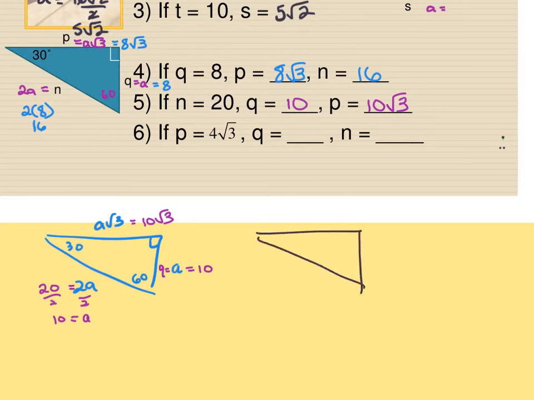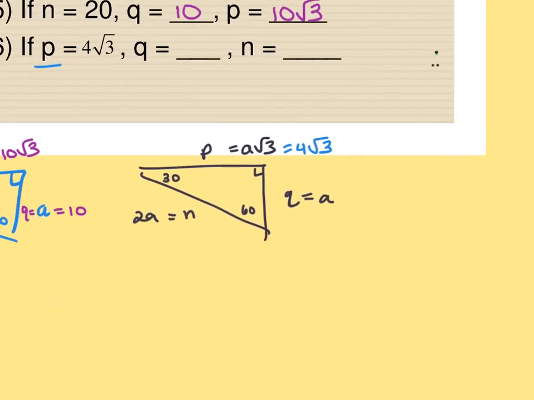One more time. This is again a, a root 3, 2a. So this time they give me P. P is 4 root 3. So if a root 3 equals 4 root 3, and I want to get a by itself, I would divide both sides by root 3. And they're going to cancel, and a is 4. So this one is 4, that's your Q, and this is 2 times 4, which is 8.